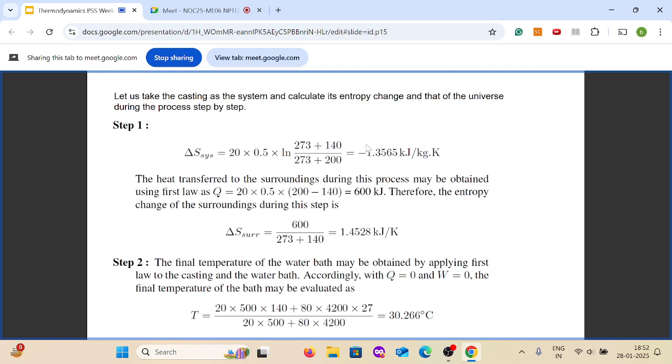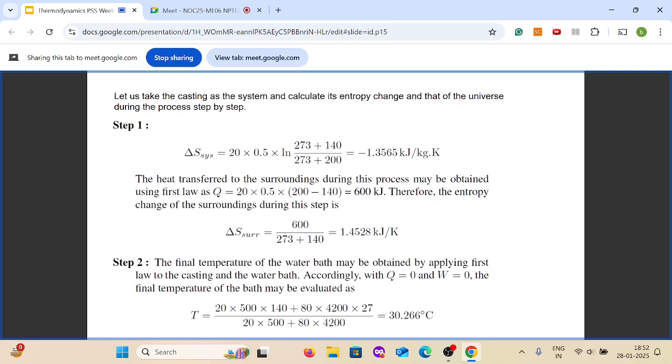So that is your entropy change, and how much heat is lost to the surrounding or the furnace is m C delta T. So that is 20 into 0.5 into your temperature difference, 200 minus 140. So this gives you 600 kilojoules. So 600 kilojoules of heat is lost to the furnace in the process of cooling it to 140 degrees Celsius.